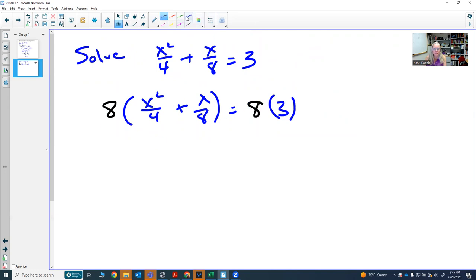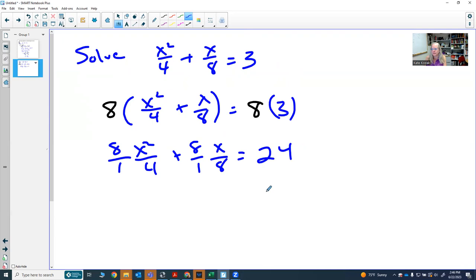Distribute the 8 through. That gives me 8 over 1 times x squared over 4 plus 8 over 1 times x over 8 is equal to 24, 8 times 3. Then 4 divides into 8 2 times, so you get 2x squared. 8 divides into 8 itself, so you're going to get 1x is equal to 24.